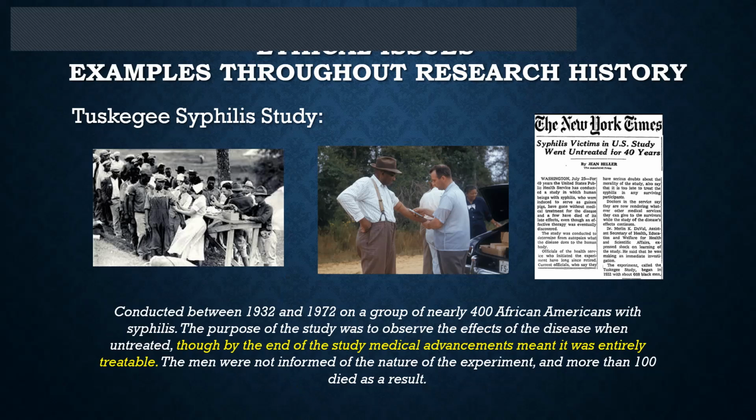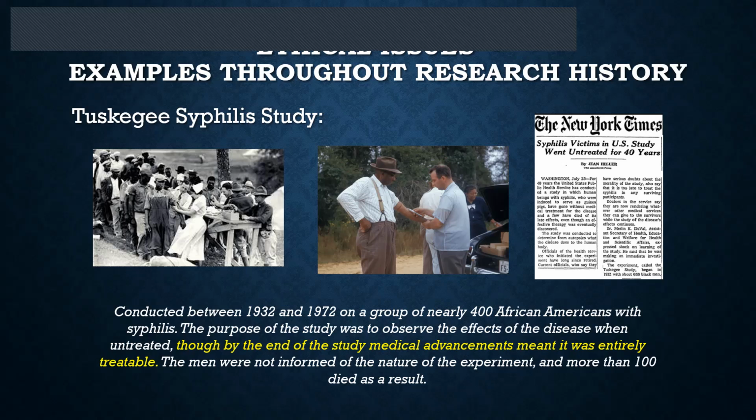But for those of you who don't know, these were a series of studies conducted between 1932 and 1972. So this is a long longitudinal study that was observing about 400 African American men who were diagnosed with syphilis. And the purpose of the study, unfortunately, the men didn't know this, was to observe the effects of the disease when men went untreated. Now, that wouldn't be particularly harmful if the men understood at the beginning that that was the premise, and if there was no treatment available.